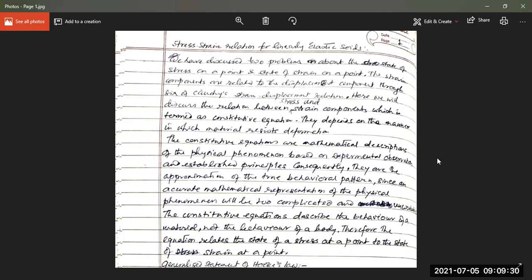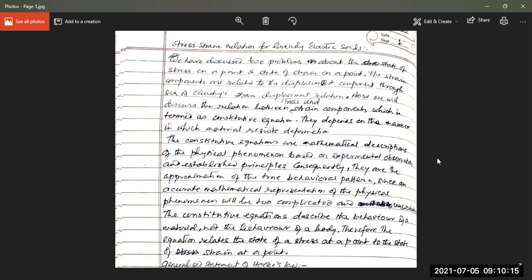Now, we will discuss the relation between stress and strain components I have just told you. The relation between strain and displacement we have already discussed. The relation between stress and strain is termed the constitutive equation. It depends totally on the manner in which the material resists the deformation, how much it will deform, or what is the amount of strain and what is the amount of stress for which this strain has happened.